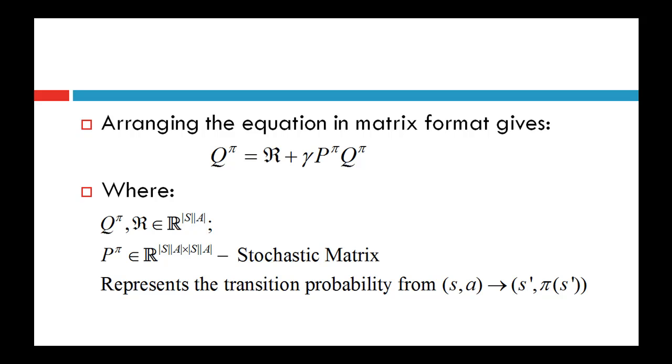So P_pi represents the transition probability from the state action pair (s, a) to the next state action pair (s', pi(s')). That is, if you are in state s, you take a particular action a and then make a transition to the next state s', and then according to the policy pi the next action is selected. So the matrix P_pi gives the transition probability of making a transition from the state action pair (s, a) to the state action pair (s', pi(s')), where pi(s') is the action governed by the policy pi in state s'.